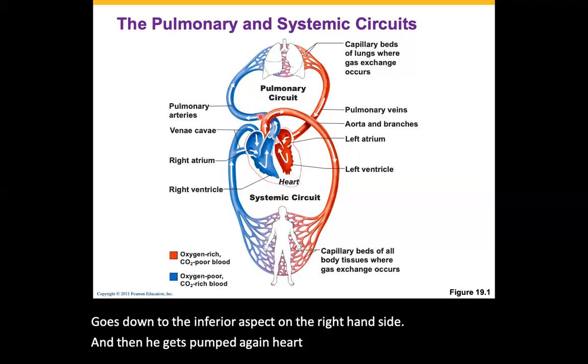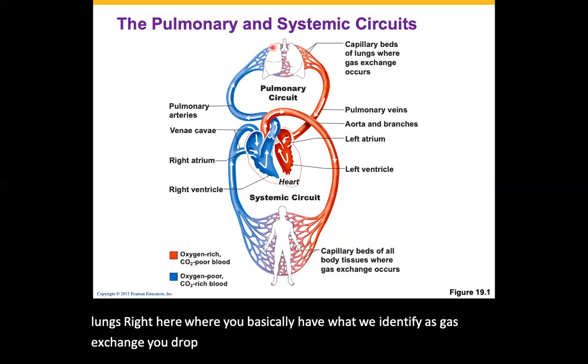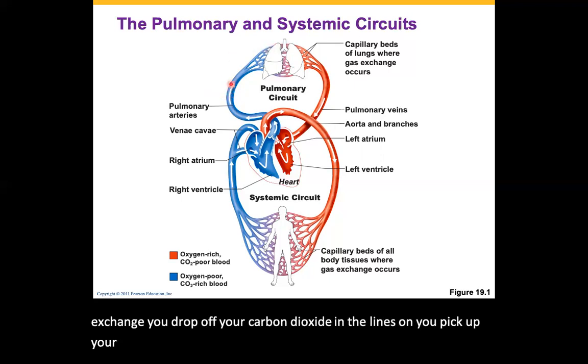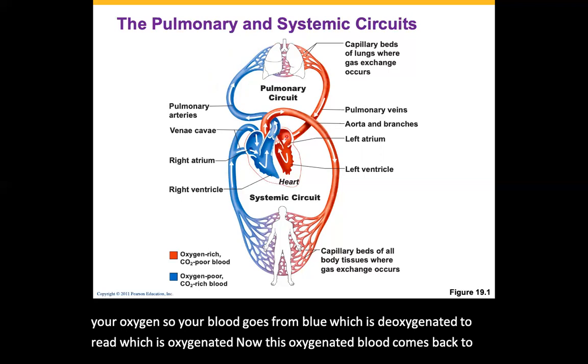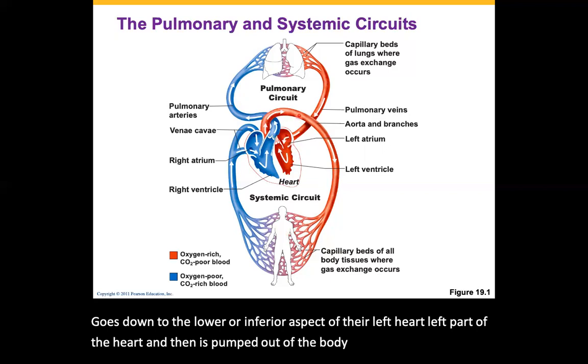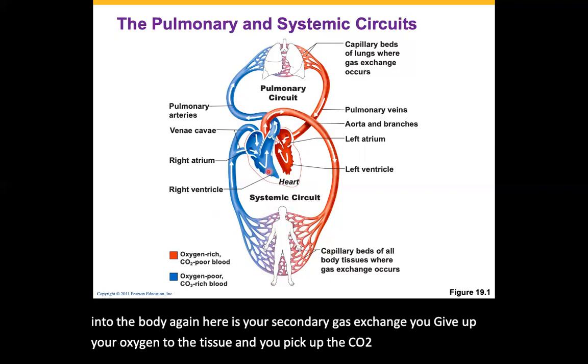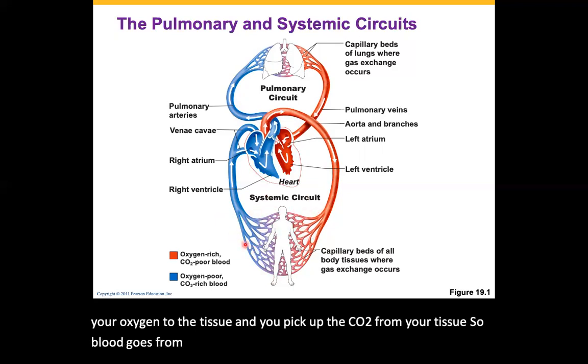Again, the heart is a pump. It is pumped into your lungs right here, where you have what we identify as gas exchange. You drop off your carbon dioxide in the lungs and you pick up your oxygen. So your blood goes from blue, which is deoxygenated, to red, which is oxygenated. Now this oxygenated blood comes back to the heart, enters from the superior aspect, goes down to the lower or inferior aspect of the left part of the heart, and then is pumped out of the heart into the body. Here is your secondary gas exchange. You give up your oxygen to the tissue and you pick up the CO2 from your tissue. So blood goes from oxygenated to deoxygenated.